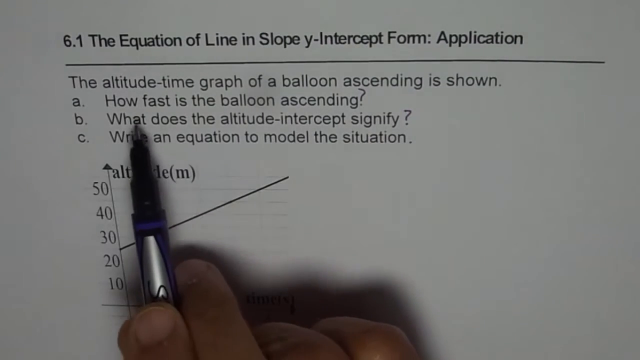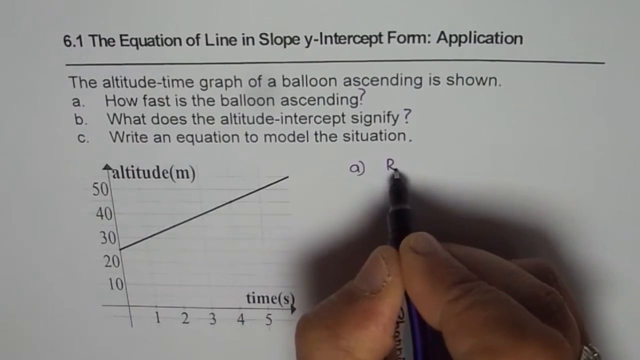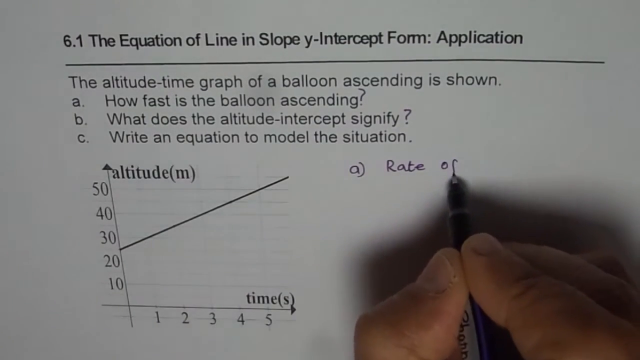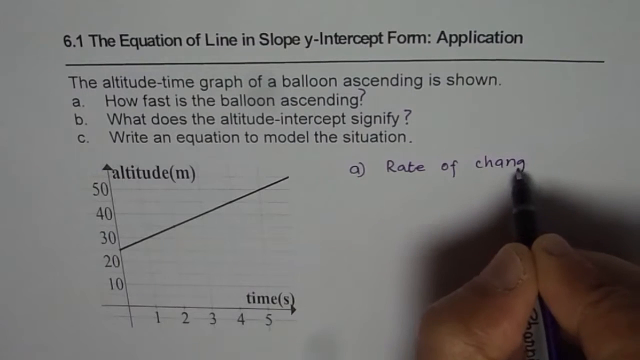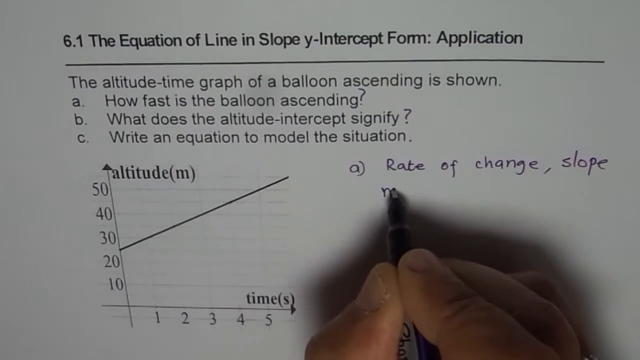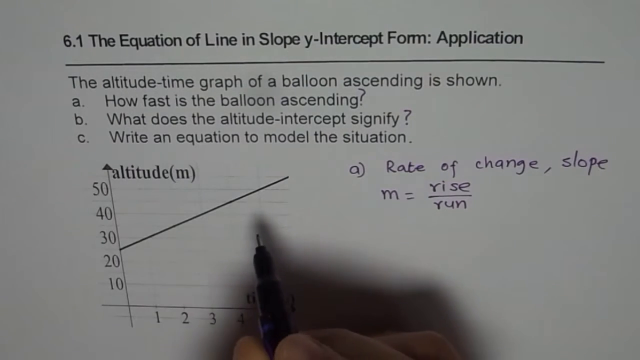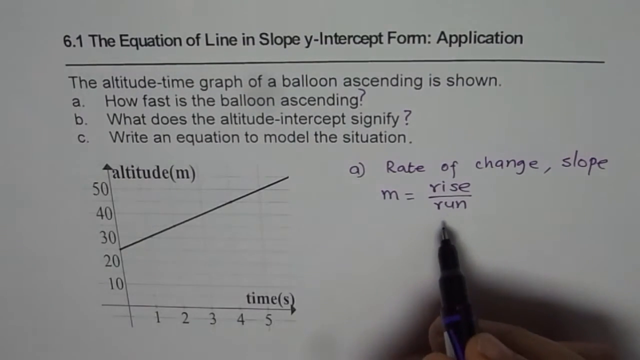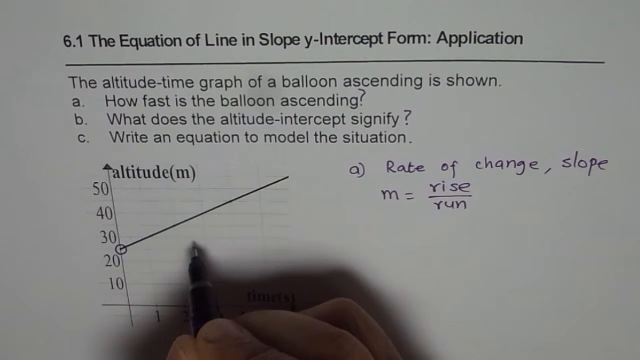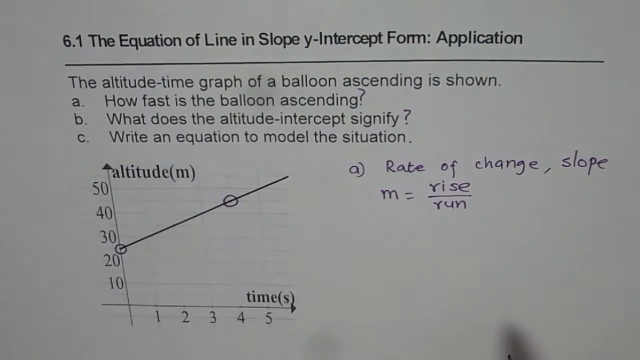So let's begin. How fast is the balloon ascending? For A, we are looking for rate. How fast? Rate of change, correct? Rate of change is slope for us, because slope m is rise over run. So if you find rise over run, you can find rate of change. To find rise over run, we need 2 points. Let's consider this point and one more on the line. I will consider a point far away, let us say this point, and then we'll do some calculations.